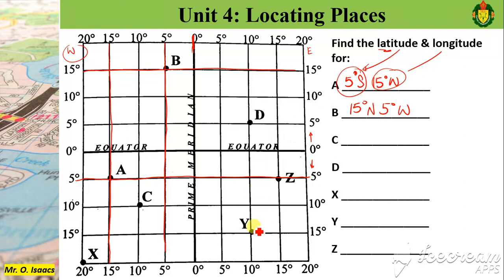Let's look at Y. We look at Y, and the line that passes through it for latitude would be 15 degrees. Is it above or below the equator? It's below it, so it's going to be south. And we see that this is our longitude line that runs through it, 10 degrees. Is it over the western or eastern hemisphere? Eastern hemisphere. And that's how you use lines of latitude and longitude to determine the location of places.